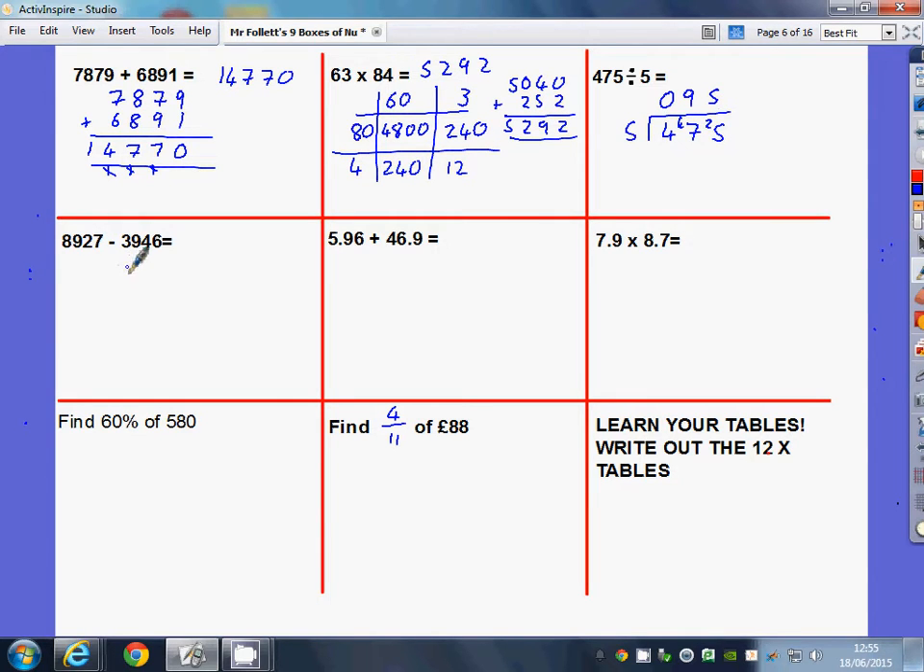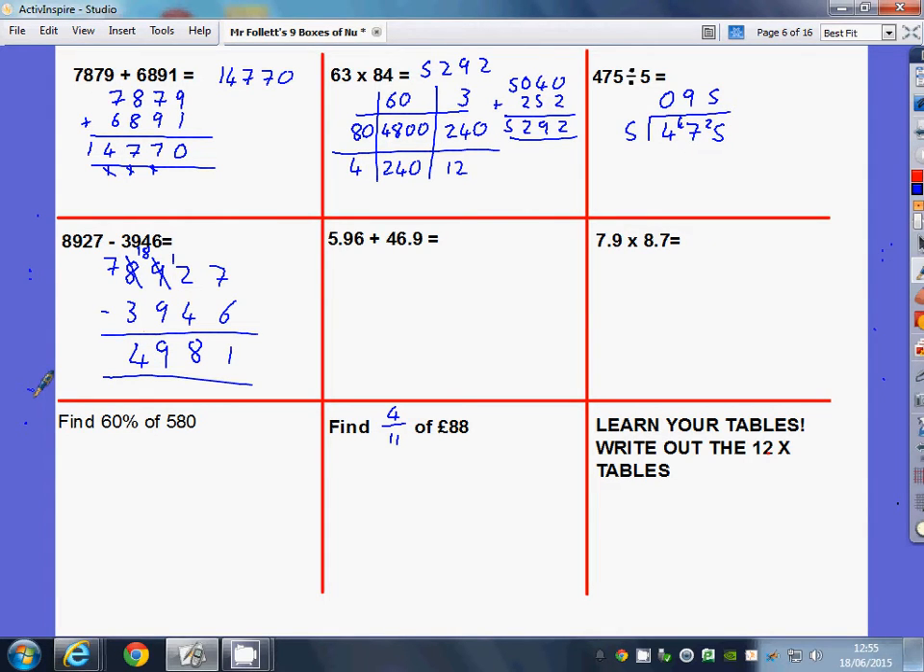Subtraction. Again, column. So we get the column set up. Take away 3, 9, 4, 6. 7 take 6 is 1. 2 take 4. We will say that we can't do that on this occasion. So what we're going to do is borrow from here. So that becomes 8. And the one we've borrowed makes this one here 12. 12 take 4 is 8. 8 take 9. Again, we'll say we can't do that one. So we'll borrow from this one to make that one 7, and that one there 18. 18 take 9 is 9. 7 take 3 is 4. So the answer is 4981.